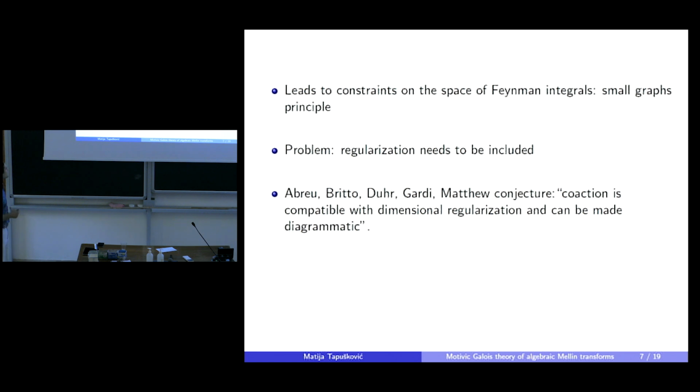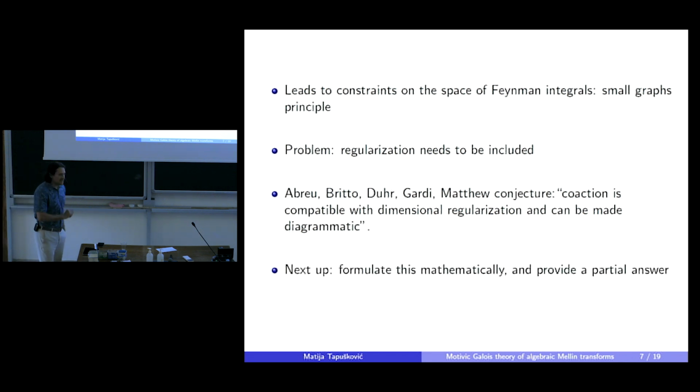There was a conjecture by Abreu, Britto, Duhr, Gardi, and Matthew, which inspired this whole thing. And it basically says, and I'm slightly paraphrasing, that coaction is compatible with dimensional regularization and can be made diagrammatic. So the goal now will be to kind of formulate this mathematically and provide a partial answer to this.